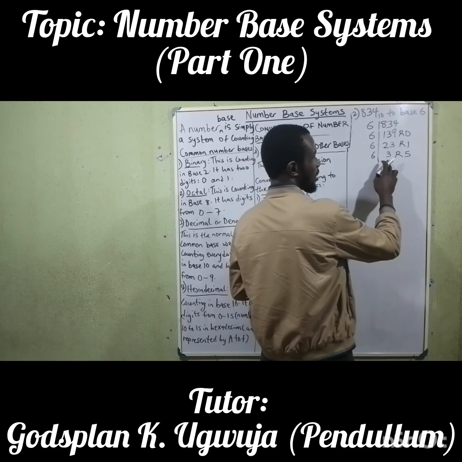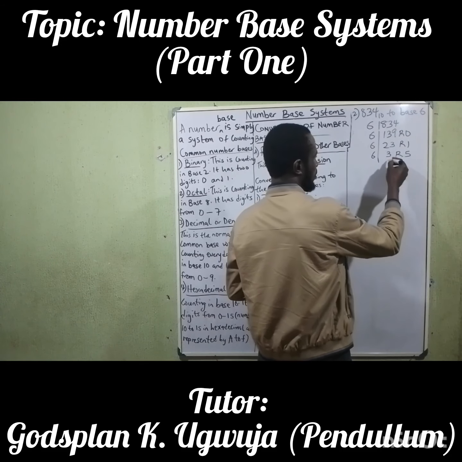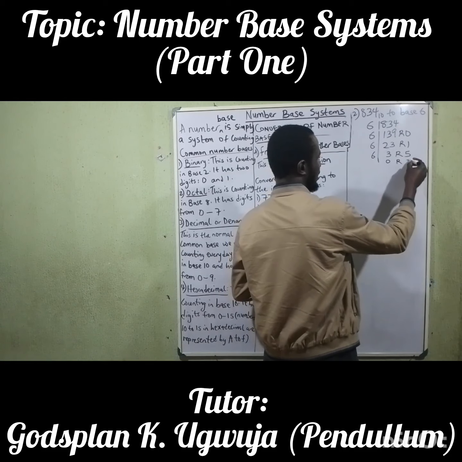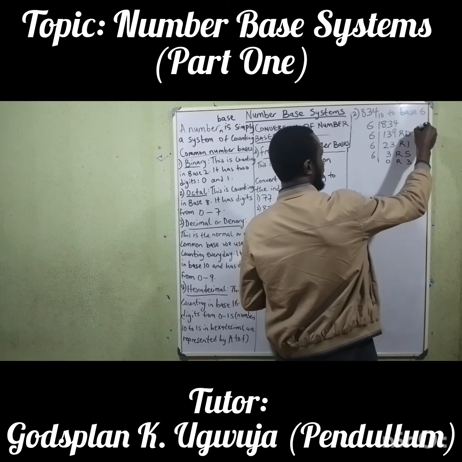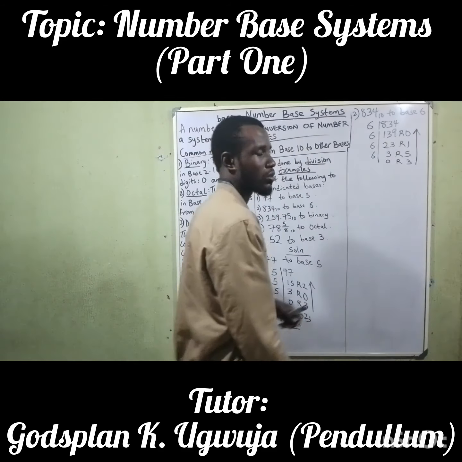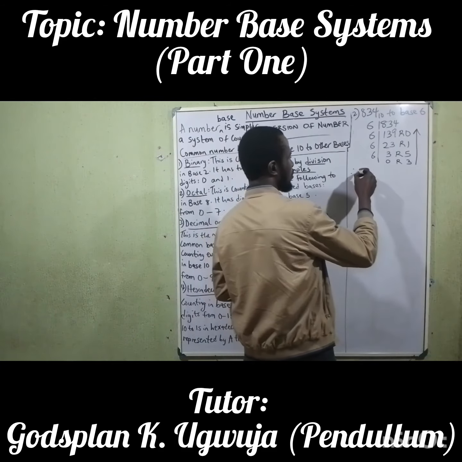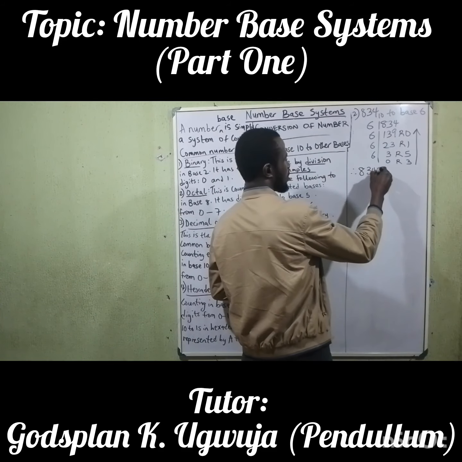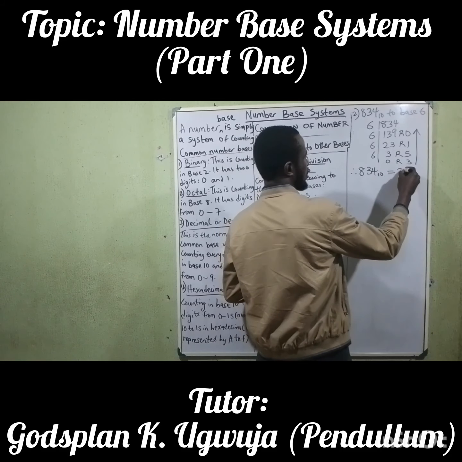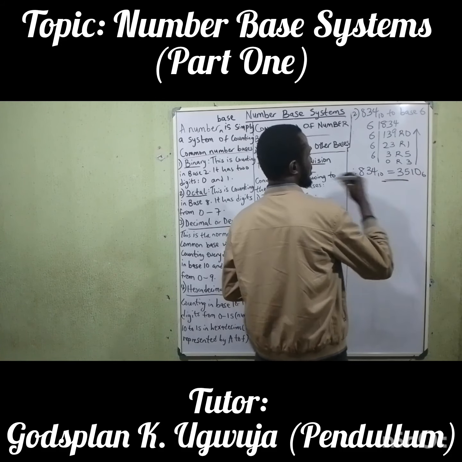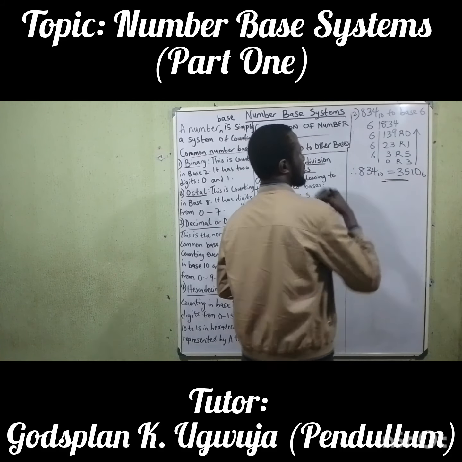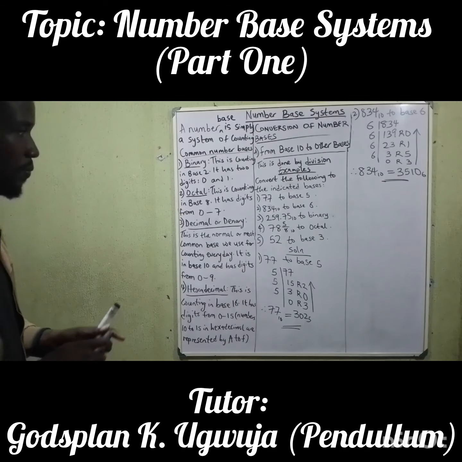Now 6 cannot divide 3 and give you a whole number, so we have 0 remainder 3. Once you get to 0, you are at the end. You take your answer from down to up. So therefore 834 in base 10 is equal to 3510 in base 6. This is your answer.